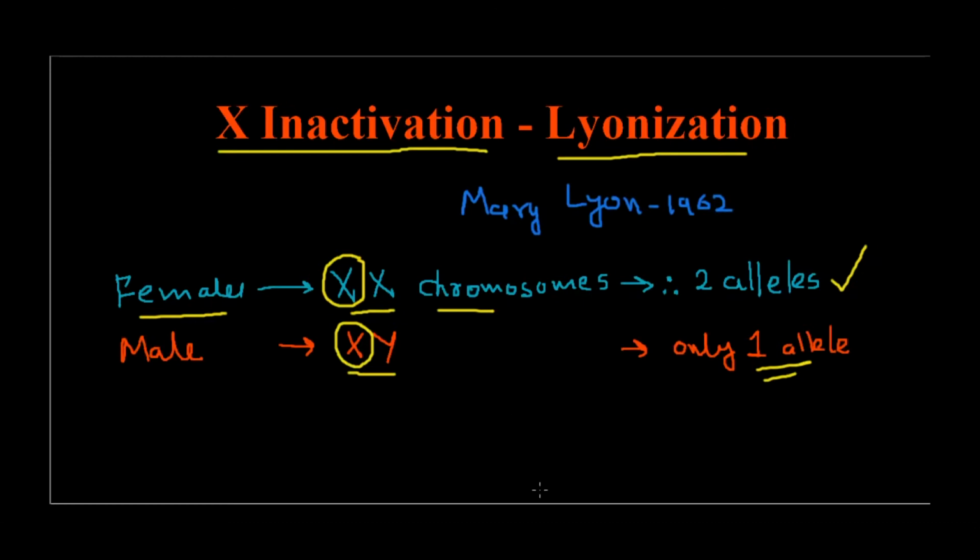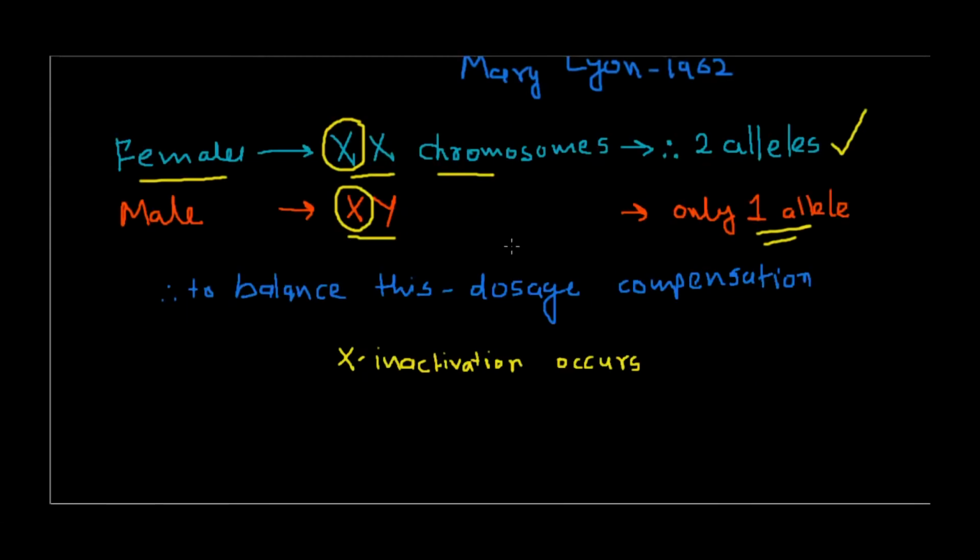present on the X chromosome. So there is inequality in terms of genes present on the X chromosome for male and female. So to balance this out, for dosage compensation, that's what we call it, to have a balance in expression of genes in both male and female, something called X inactivation occurs in the case of female. That means one of the X chromosomes would be inactivated.